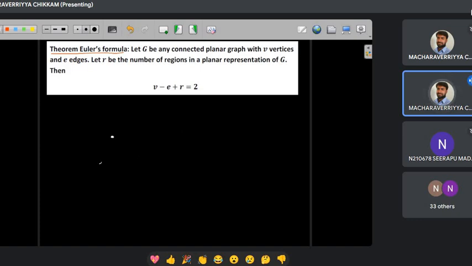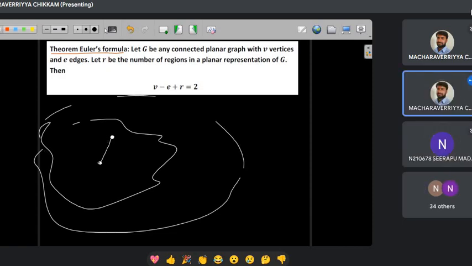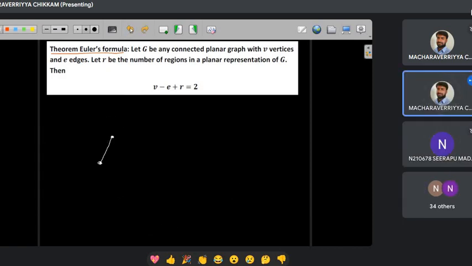For example, let me take K2. K2 is also a connected planar graph, no? Now, it divides the region into just one part. It's not dividing it into two parts. So we have only one region. This is all considered as one region only. Now let me verify it. The number of vertices here are 2 and the number of edges are 1, plus r equal to 2. So r equal to what? 1. So it divides the entire plane into one region.